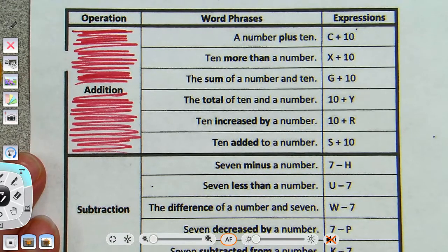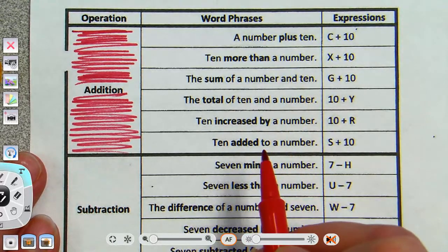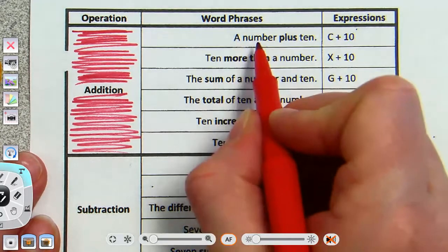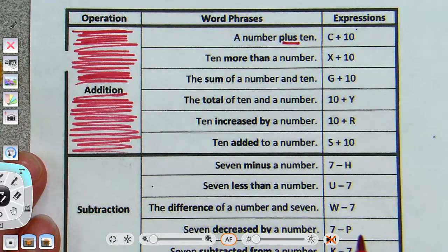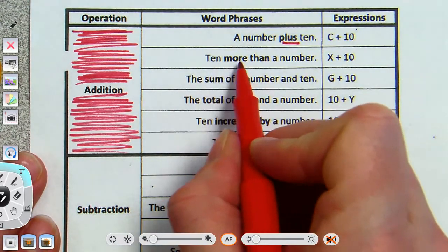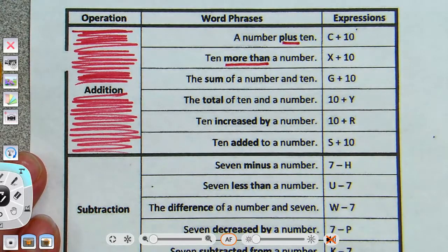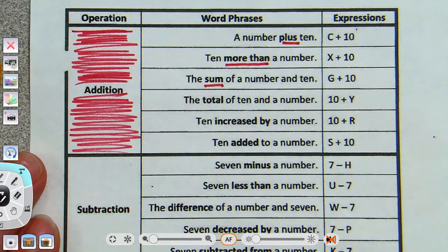Okay, the next thing I want us to do is read each word phrase and underline the word or words that mean add or addition. So a number plus 10. That word plus is a clue that we're adding. The next one, 10 more than a number. More than often means that we're adding. The sum of a number and 10. The word sum means addition.